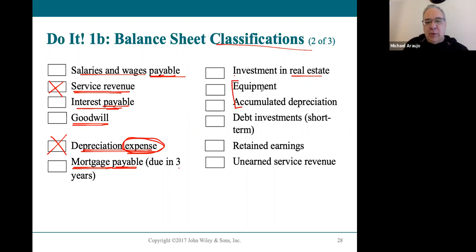Equipment and accumulated depreciation on equipment go together. So this is part of property, plant, and equipment. That's the classification for equipment and accumulated depreciation on equipment. A debt investment is an investment that you made in debt. If it's your investment, you own it. So it's an asset. And if it's a short-term asset, it's a current asset. Retained earnings is simply a stockholders' equity account. So it belongs in stockholders' equity. And unearned service revenue means the customer has paid you up front and you owe the customer what they paid for, which makes it a current liability.